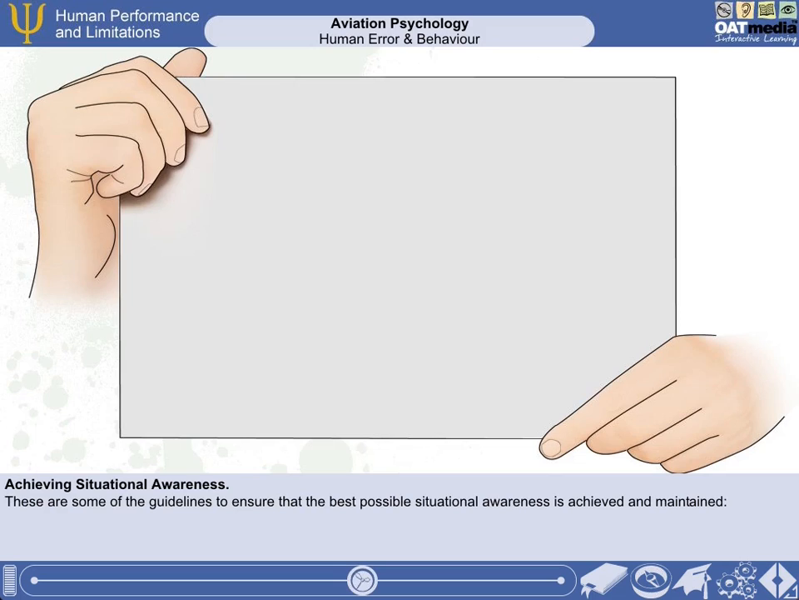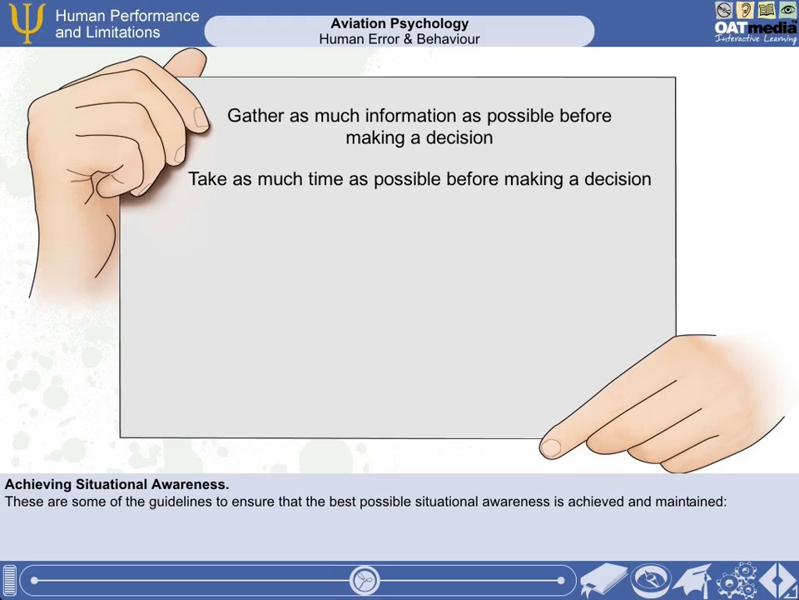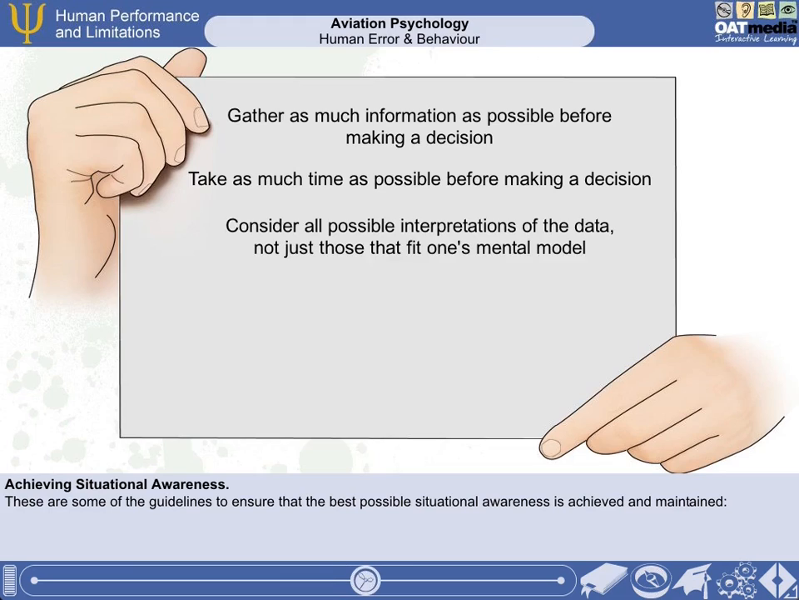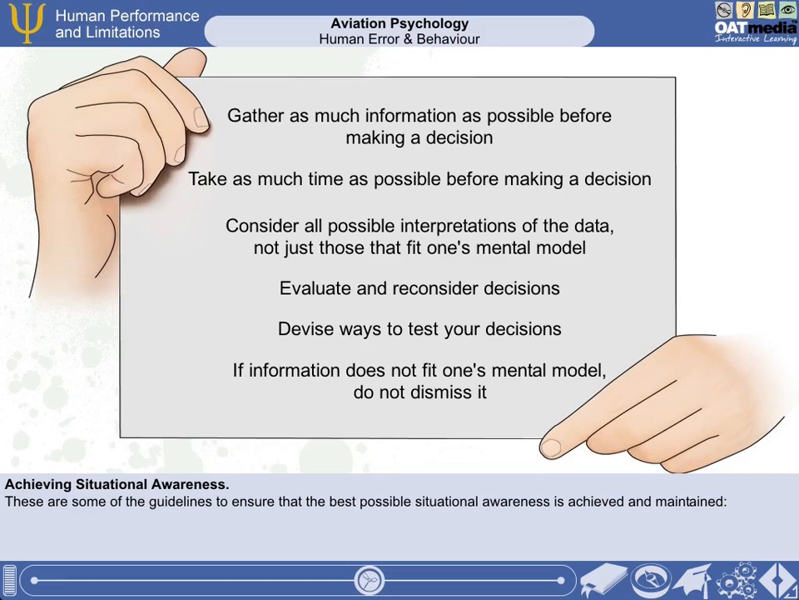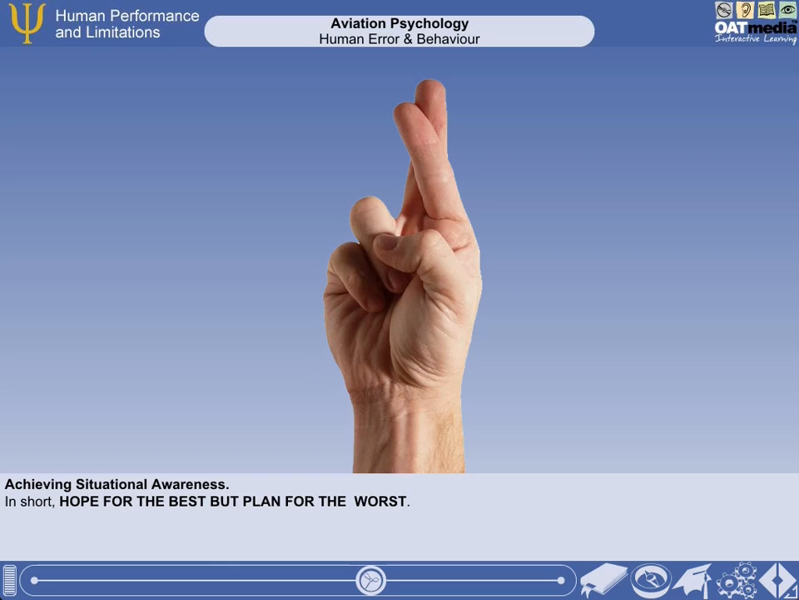These are some of the guidelines to ensure that the best possible situational awareness is achieved and maintained. Gather as much information as possible before making a decision. Take as much time as possible before making a decision. Consider all possible interpretations of the data, not just those that fit one's mental model. Evaluate and reconsider decisions. Devise ways to test your decisions. If information does not fit one's mental model, do not dismiss it. In short, hope for the best, but plan for the worst.